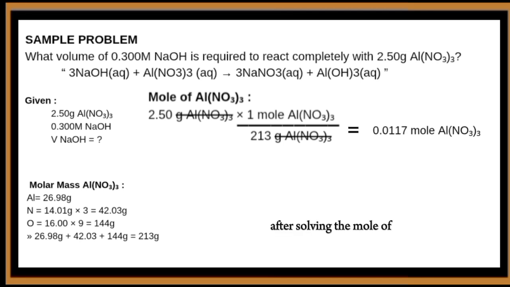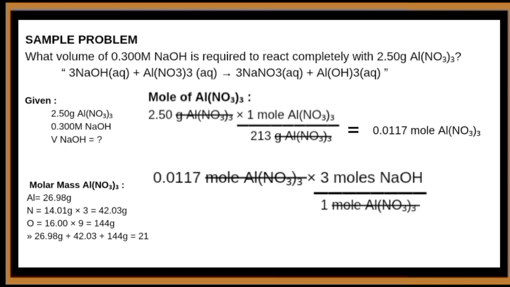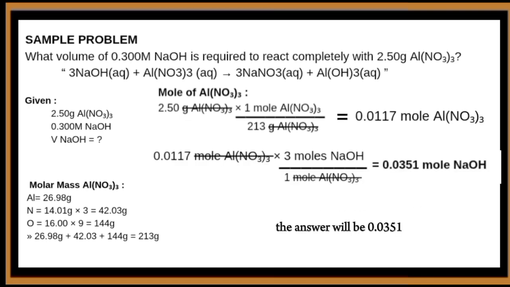After solving the mole of aluminum nitrate, the next step is to solve for the mole of sodium hydroxide. We're going to be using the mole of aluminum nitrate in getting the mole of sodium hydroxide by multiplying and dividing it to the stoichiometric ratio of sodium hydroxide to aluminum nitrate in our balanced chemical equation. So, 0.0117 mole of aluminum nitrate times 3 moles of sodium hydroxide over 1 mole of aluminum nitrate. Cancel the units and calculate. The answer will be 0.0351 mole of sodium hydroxide.